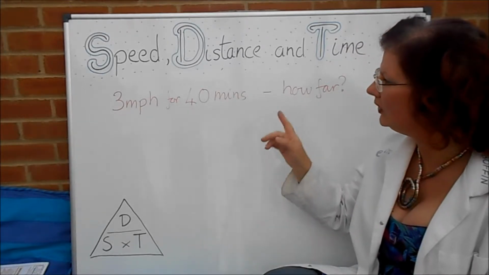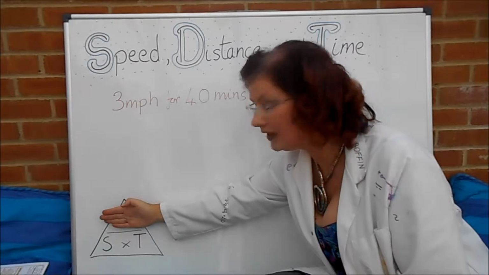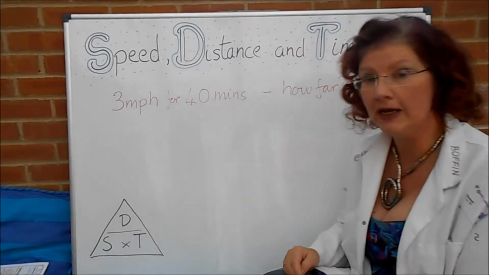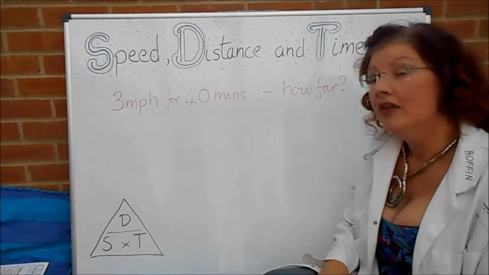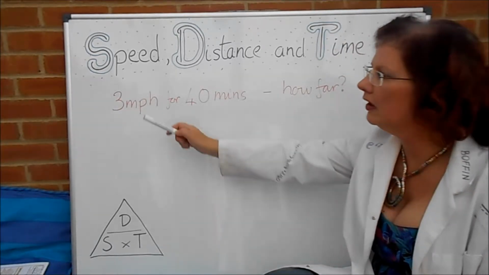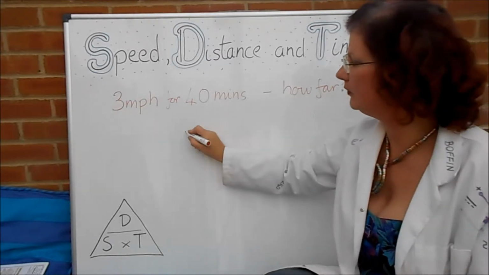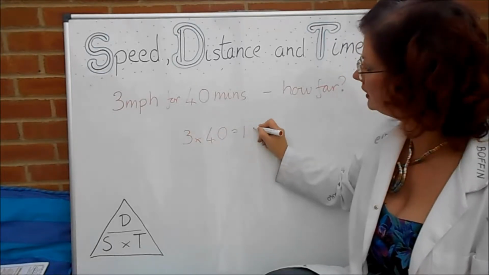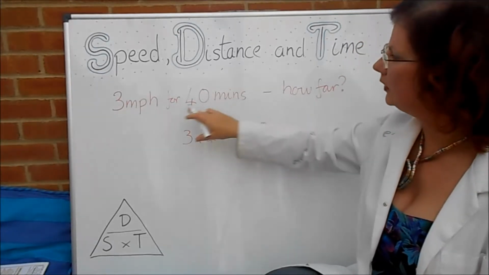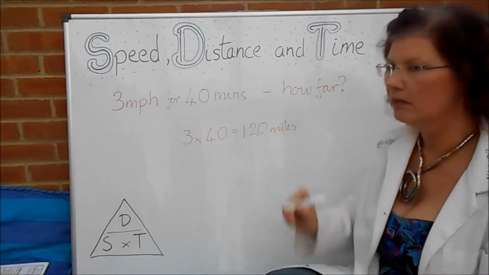Well, let's have a look in here. We want to know a distance. Distance, we cover that up, and what we're left with is speed times time. Perfect, correct. To get the distance, you do speed times time. So some people might look at this and go, 3 times 40. Well, 3 times 40, that's 120. And our units, we're doing miles per hour, so that's 120 miles.